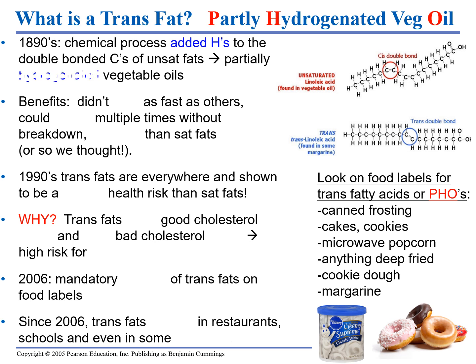Partially hydrogenated vegetable oil. This created partially hydrogenated vegetable oils. The benefits of this were that they didn't spoil as fast as others and could reheat multiple times without breaking down. So these were considered healthier than saturated fats. That's what we thought back then. So in the 1990s, trans fats were everywhere and shown to be a greater health risk than saturated fats. So you may be wondering why.